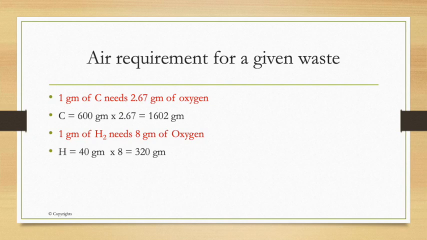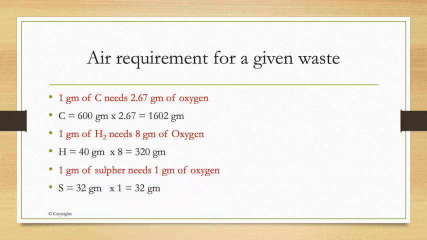Similarly, you know that 1 gram of hydrogen needs 8 grams of oxygen, so the 40 grams of hydrogen remaining in the waste will need 320 grams of oxygen, and the 1 gram of sulfur will need 1 gram of oxygen, so the 32 grams of sulfur in the waste will need 32 grams of oxygen.